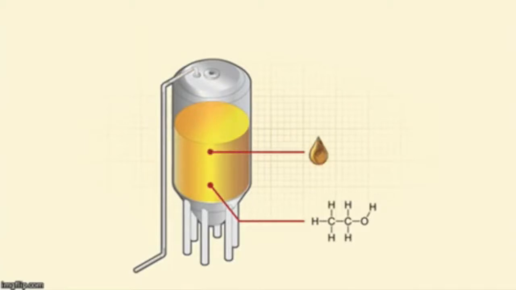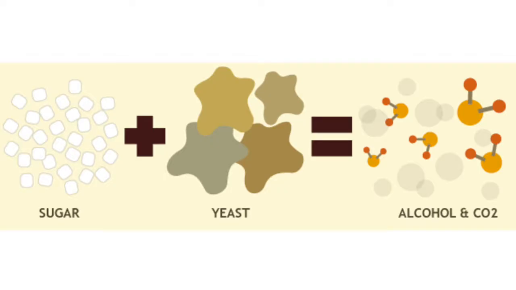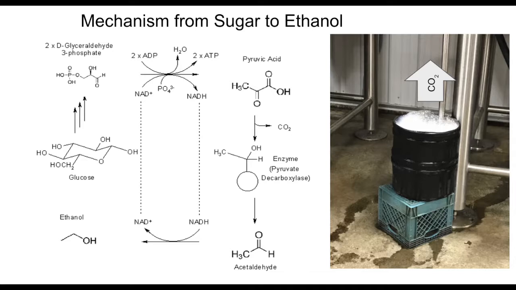The yeast eats up all the sugar and turns each sugar molecule into ethyl alcohol and carbon dioxide. Once each of the fermentable sugars are consumed, the fermentation stops and the yeast goes dormant. The beer is then stored and cooled until it becomes a clear mixture. The pathway of the conversion of sugar to alcohol is shown here.